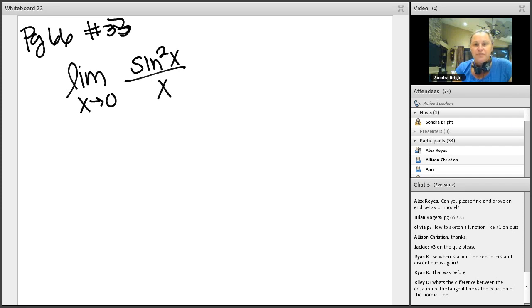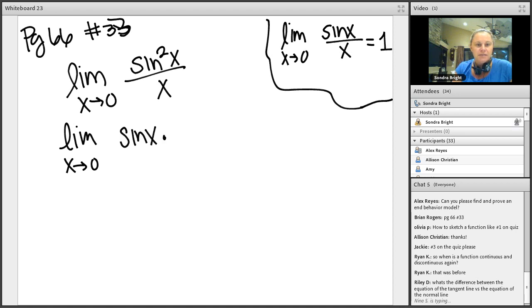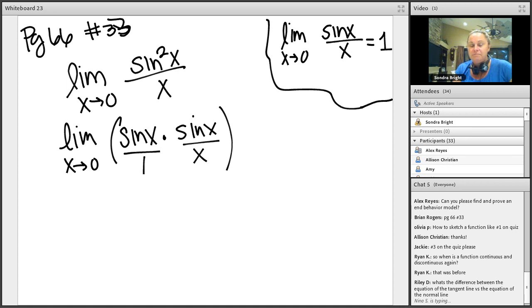All right, so keep in mind, you are going to use that the limit as x goes to 0 of sine of x over x is equal to 1. You've got to know that, right? So I'm going to rewrite this as sine of x times sine of x over x. That's what sine squared is, sine times sine, so that's equivalent.